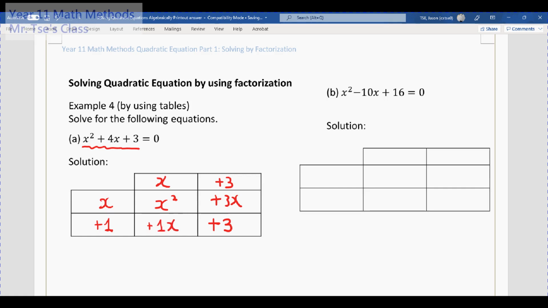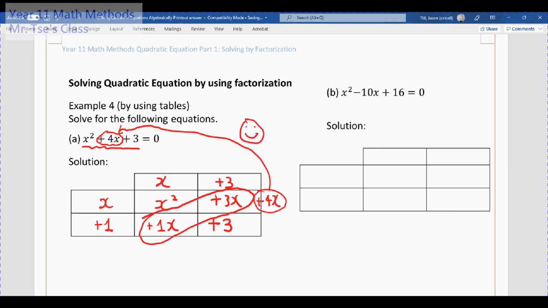Okay, so again, you need to see whether the combination of these 2 like terms will give you the middle term in the original question. So these are the like terms I have. Plus 1x, plus 3x, so that means they will become plus 4x. And plus 4x is exactly the middle term. So that's exactly the middle term right here. Oh, so that means it's good. Okay, so that means this table works.